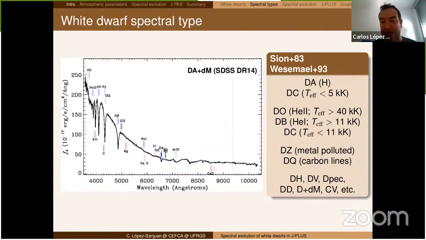Then you can have binaries. You can have double degenerates, in which you have two white dwarfs in the system. You can have a white dwarf plus a red dwarf, like in the example that you can see.